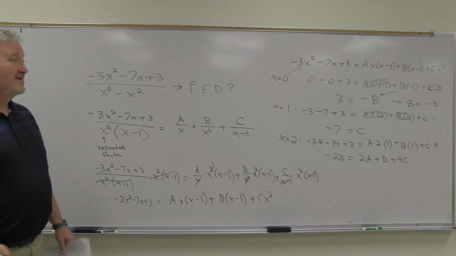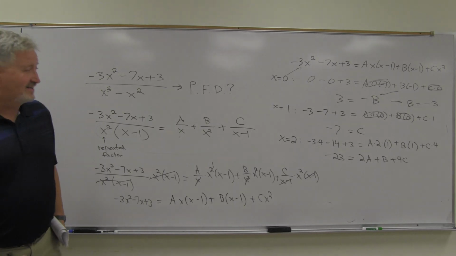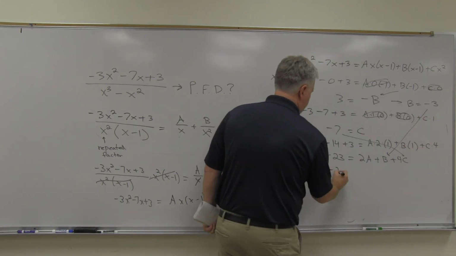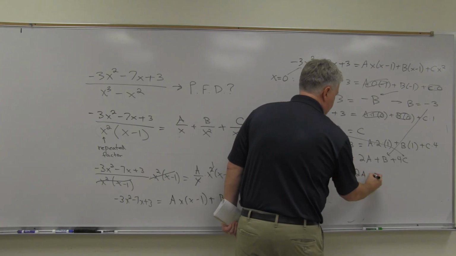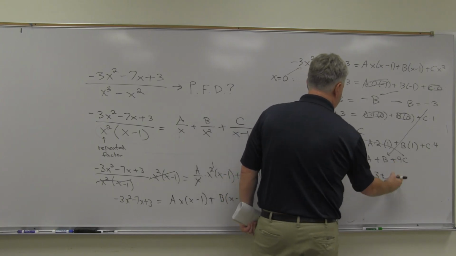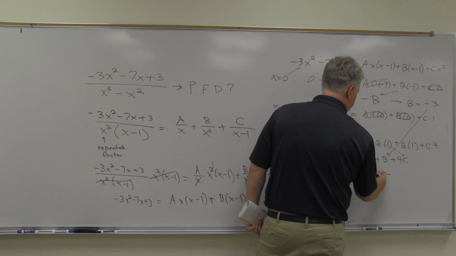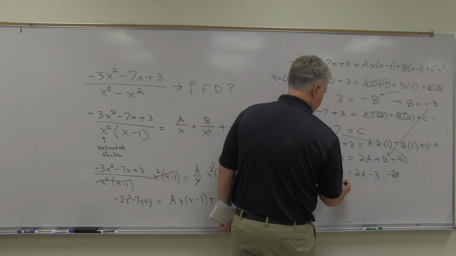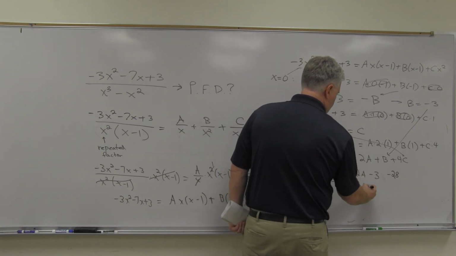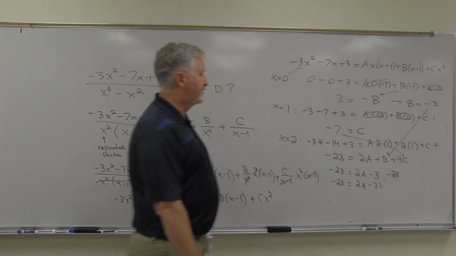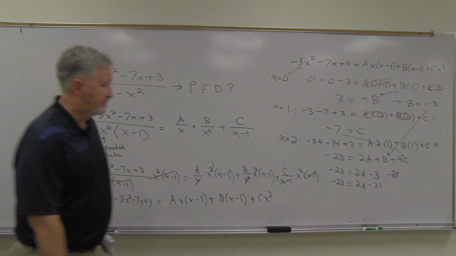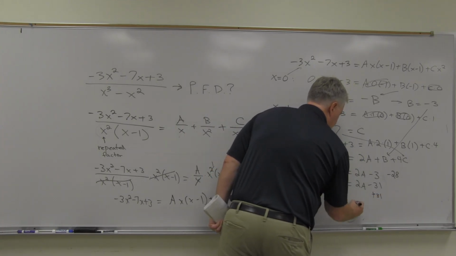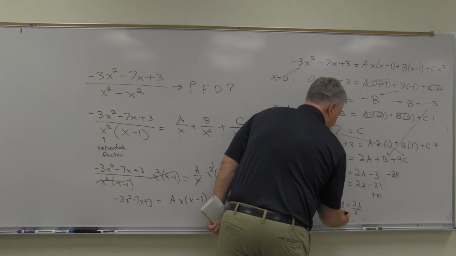Trying to figure out a. Well, like I said, we've already got b and c, so plug those in. So we've got negative 23 equals 2a, and then that's minus 3, and then 4 times c, so that'd be 4 times negative 7, minus 28. So I've got negative 23 equals 2a minus 31. Plus the 31, so we got 8 equals 2a, so a is 4.